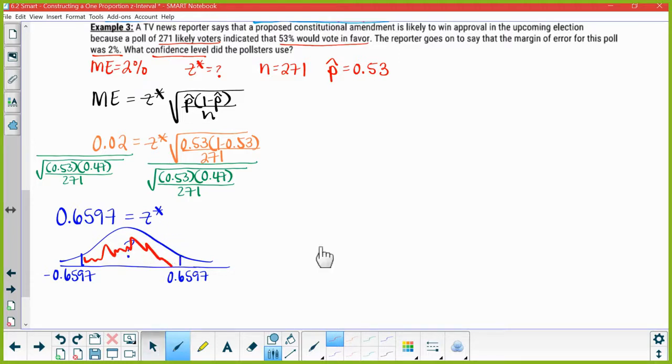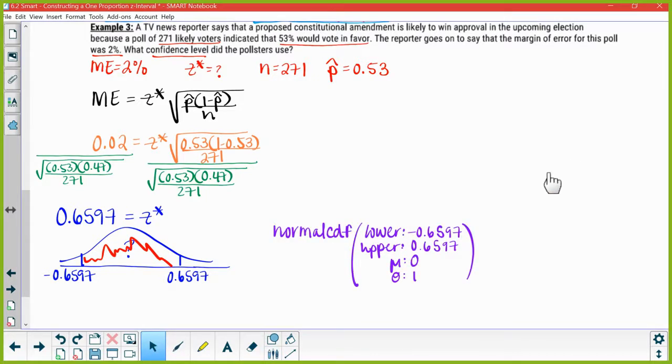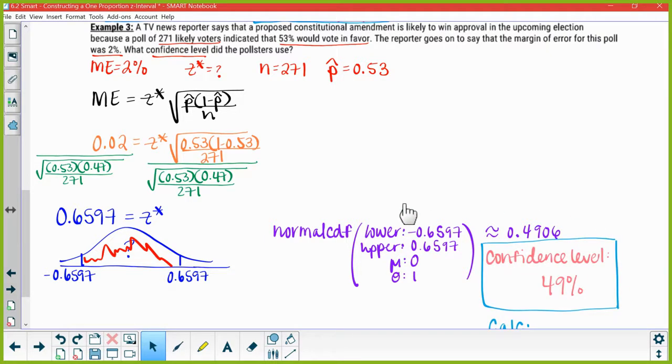And we've done that before. We've done it using something called normal CDF. My lower bound is negative 0.6597. My upper bound is 0.6597. Mean is 0. Standard deviation is 1. And we get approximately 0.4906. So this leads me to believe they have a very, very bad confidence level of 49%. Very low. Something I wouldn't necessarily put a lot of faith in if someone's only 49% confident that their interval is capturing the true proportion.